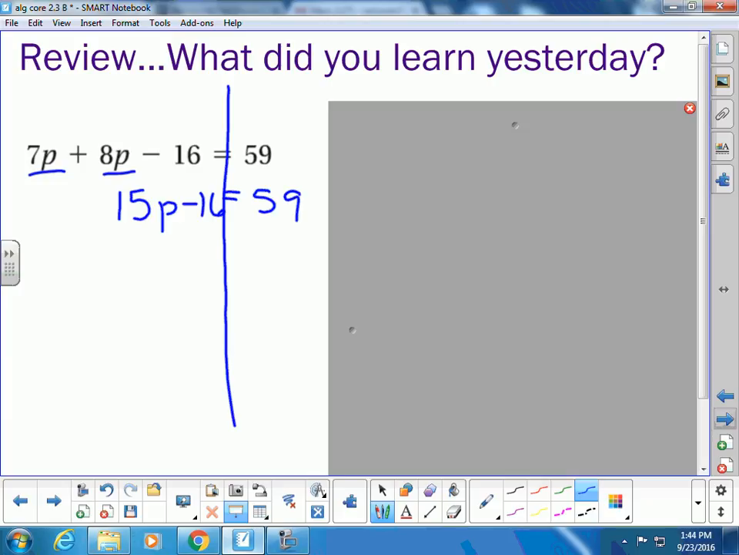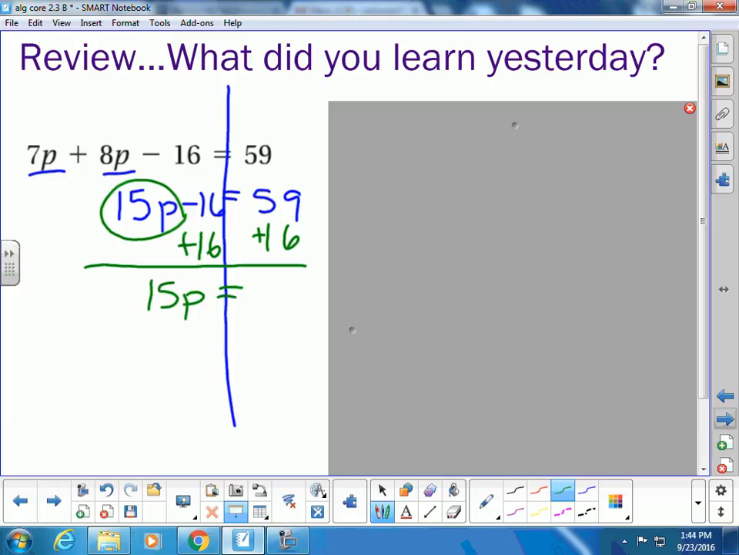And now we're just going to solve it like we've been solving. Circle the variable and the stuff with it. And I need to move the minus 16 away. I have to undo it by adding 16. So I add 16 to both sides. I still have the 15p equals 59 plus 16, which would be like 60 plus 15, so that'd be 75.